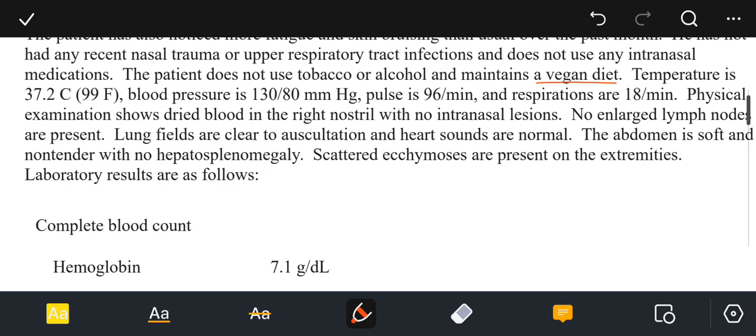The temperature is 37.2 degrees Celsius or 99 degrees Fahrenheit. Blood pressure is 130 by 80 millimeters of mercury and pulse is 96 per minute, and respirations are 18 per minute. Physical examination shows dried blood in the right nostril and no intranasal lesions.